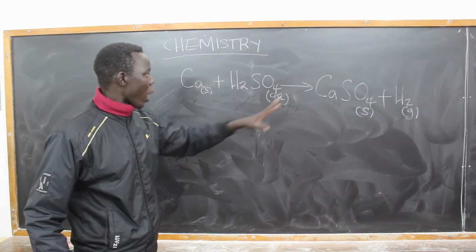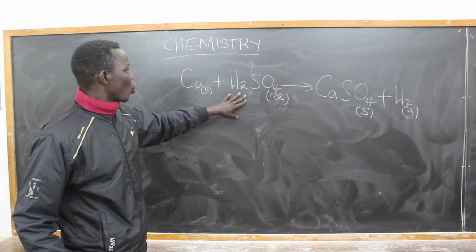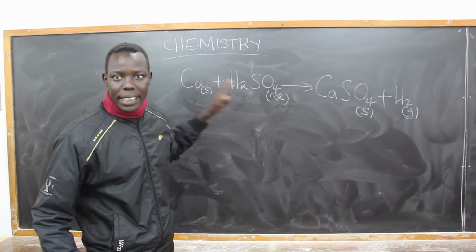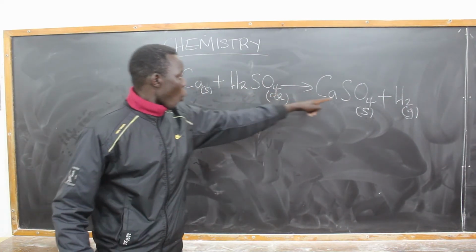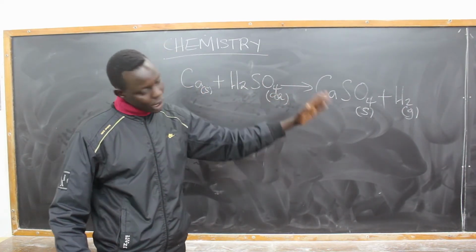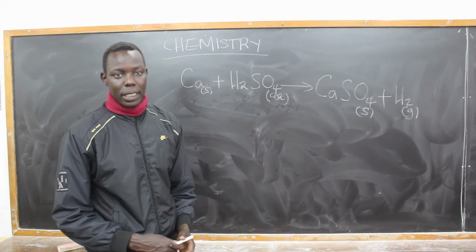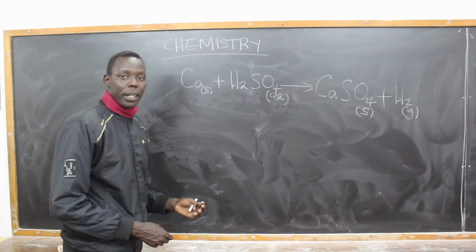Calcium and calcium are 1. Hydrogen here, 2. Hydrogen 2. Sulfur, don't balance sulfate, you balance sulfur. 1, 1. Oxygen 4, oxygen 4. God has always been on our side. And we have balanced the equation.